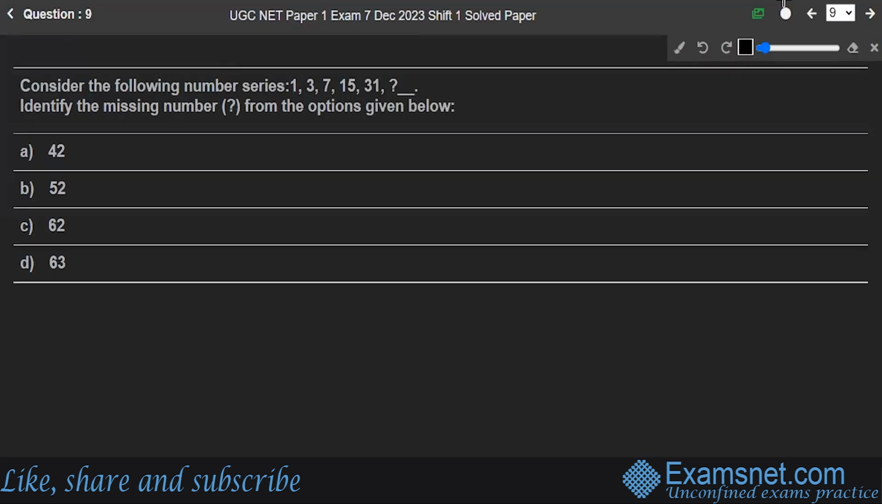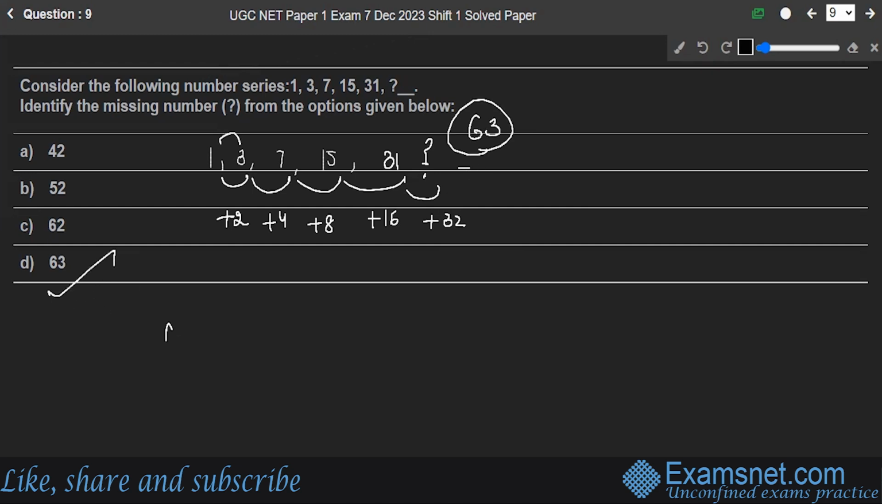Question number 9 says, consider the following number series: 1, 3, 7, 15, 21, 31, and so on. You have to identify what will come in the place of the question mark. Notice one thing over here: from 1 to 3 you're adding a 2, then adding a 4, adding an 8, adding a 16. So you're moving in the table of 2. That means the next one to be added will be 32. 31 plus 32 gives you 63. So this is the answer, 63, D option.